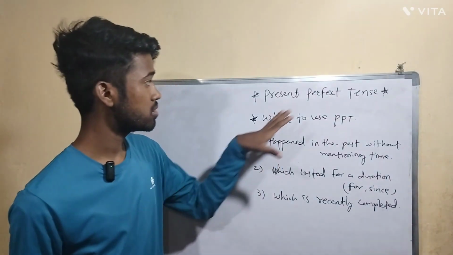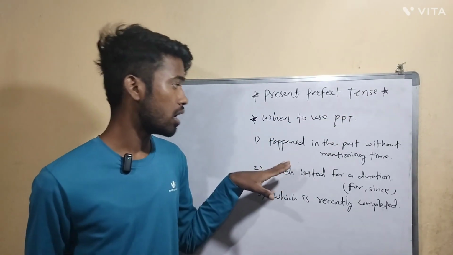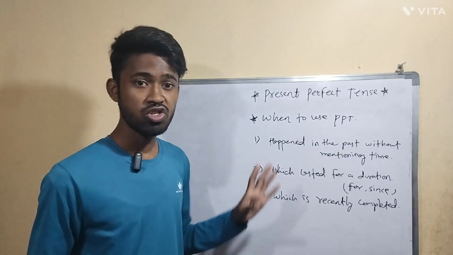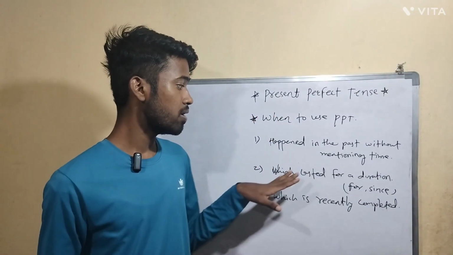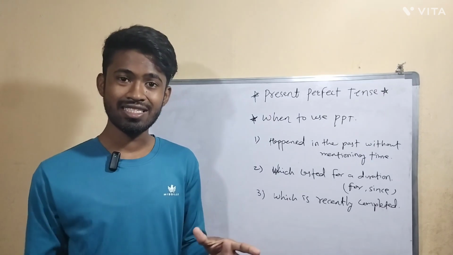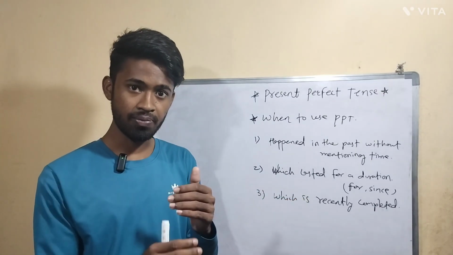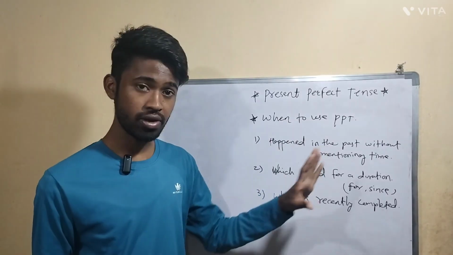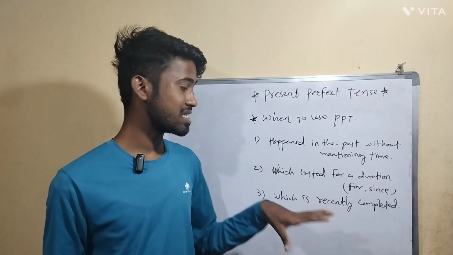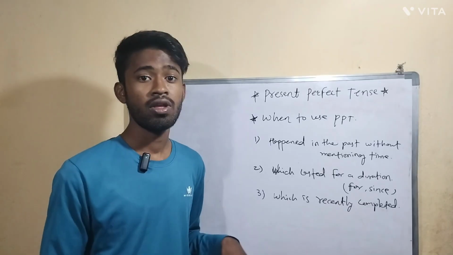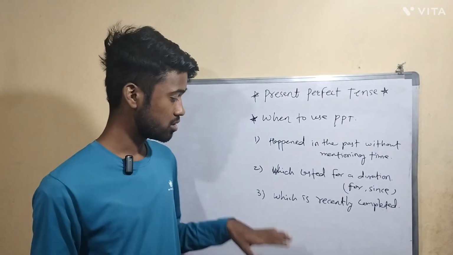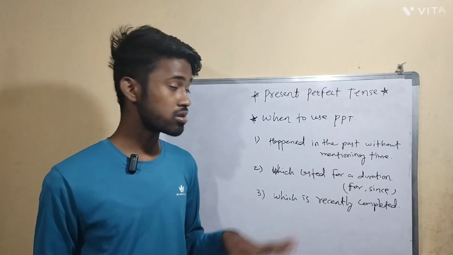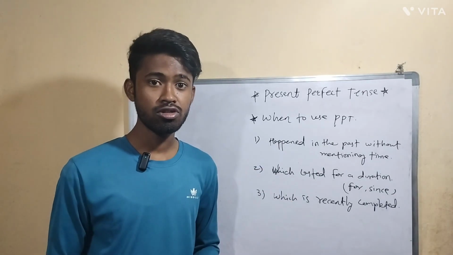So where can we use present perfect tense? First, the actions which happened in the past, but we are not mentioning the time. Second, the action which lasted for some time, meaning the action was going on for some time. For that too, we use present perfect tense. Last, the actions which are recently completed, for that also we use present perfect tense. So these are the things where we use the present perfect tense. Okay, up to this you understood.